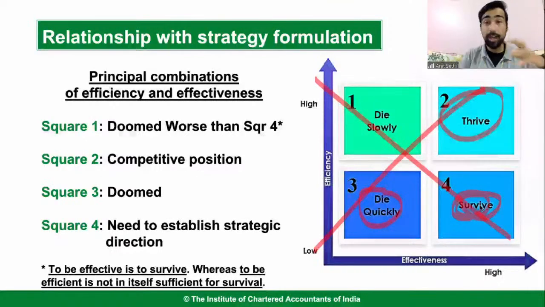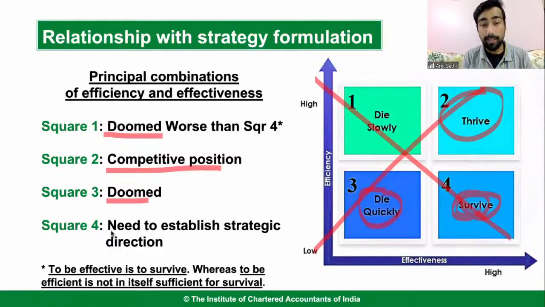Or probably you have to be good at both the things, right? In square 2, you will get a competitive position. In square 1, you will be doomed, right? In square 3, ये तो game over है. You will die anyway, right? In square 4, what happens is you will survive, but आपको बहुत मेहनत लगेगी. You will need a lot of efforts to survive in the business.